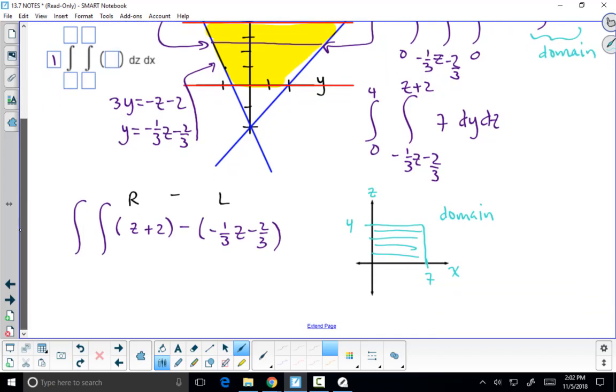And then we can do up or down, we can do y. So if we do it the way they did it, they did dz dx. So they did it vertical. So x is going to go 0 to 7. I guess it doesn't really matter. 0 to 4.